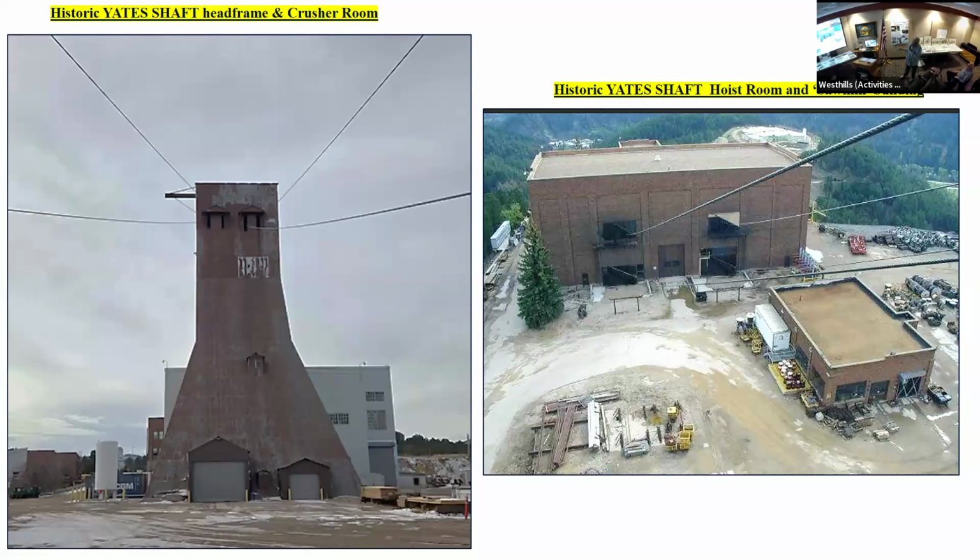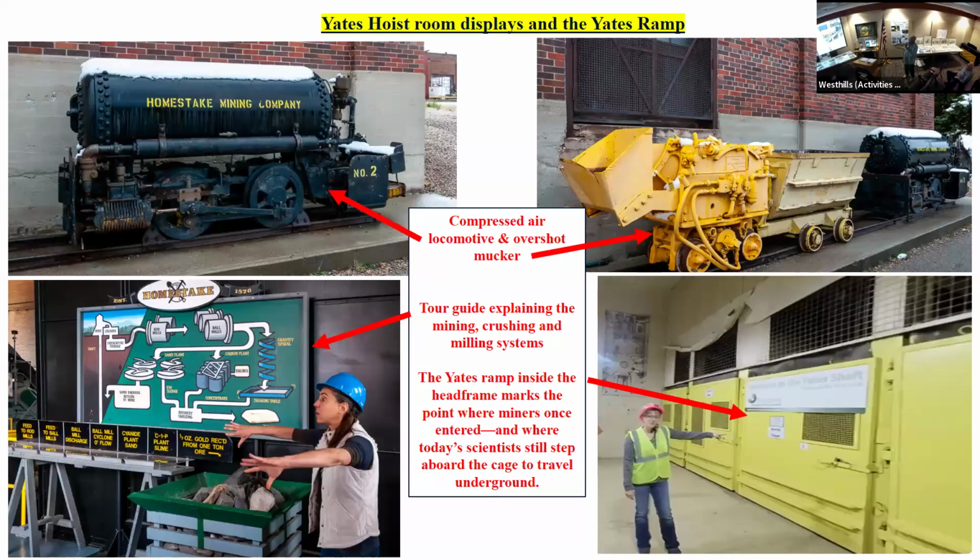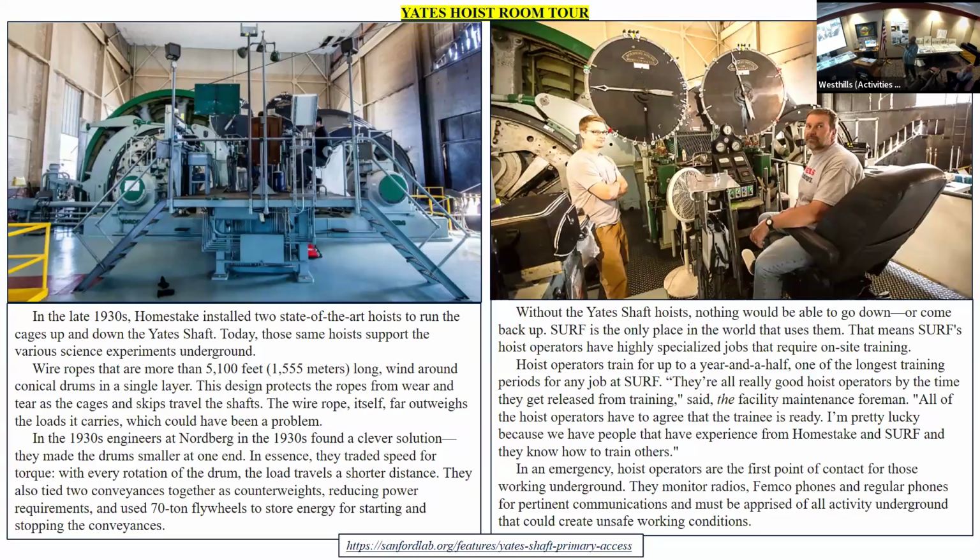This is what the head frame looks like looking up from the bottom. It's a 150-foot high structure, and this is what it looks like looking out the rope raise to the hoist room. Outside the hoist room are these displays, compressed air motor, overshot mucker tub. Just below on the ramp are the access doors to the shaft where everybody goes underground. This is what the inside of the hoist room looks like. I have some details there.